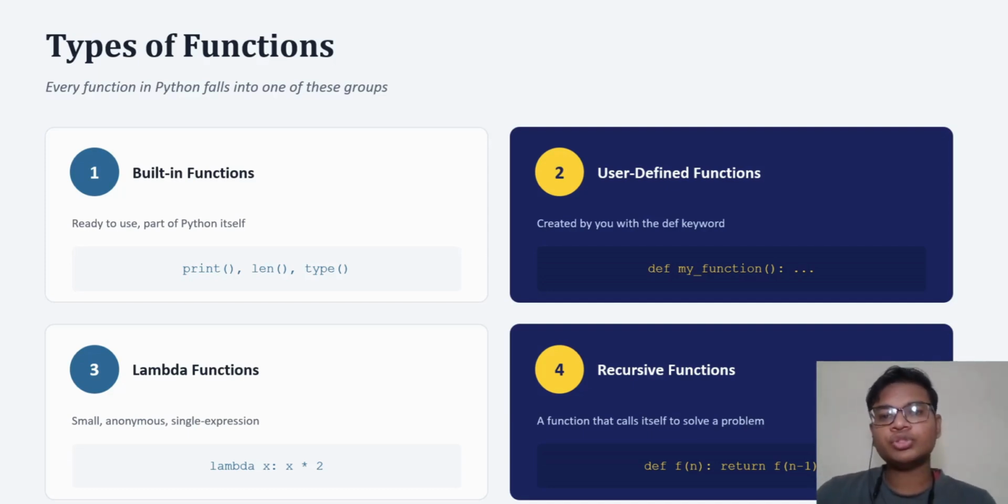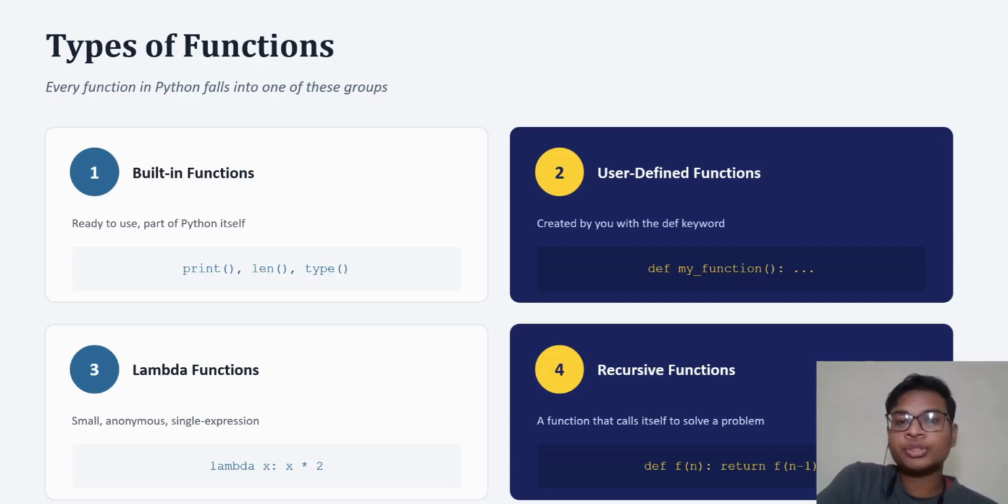So the user-defined function is created by you with the def keyword. Always remember, a user-defined function is where you define any function name, like add, local, area of circle, all types of functions that you have created. These functions are user-defined functions, created by you with the def keyword.